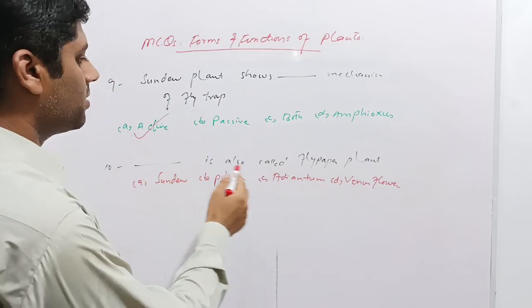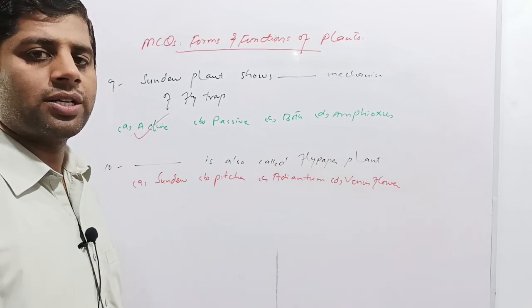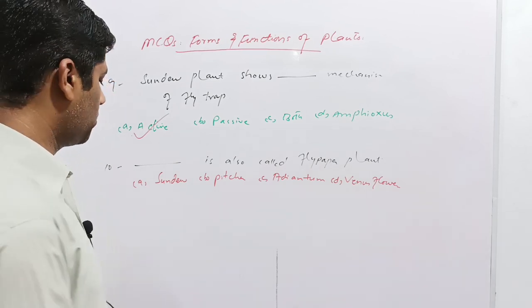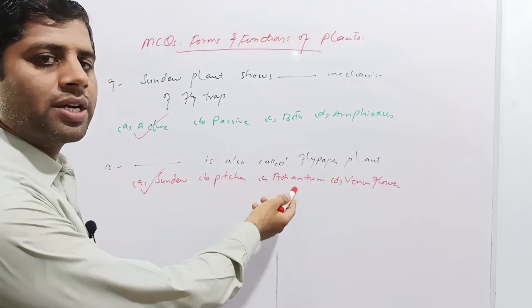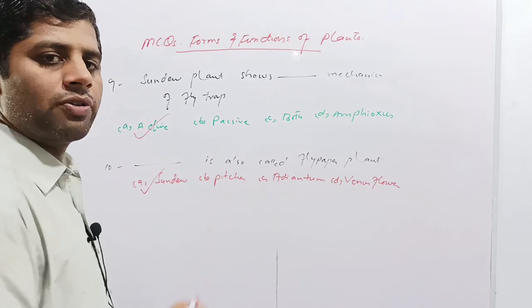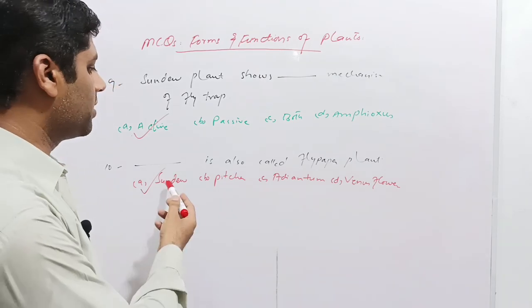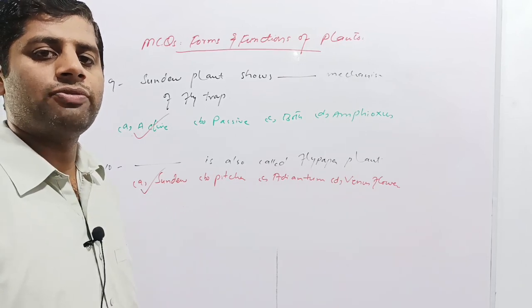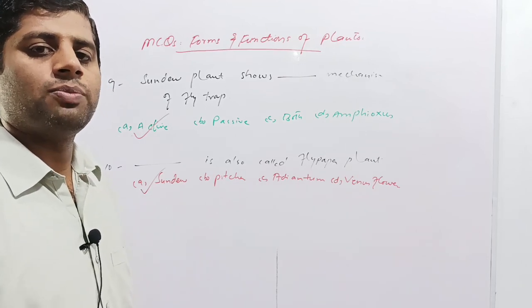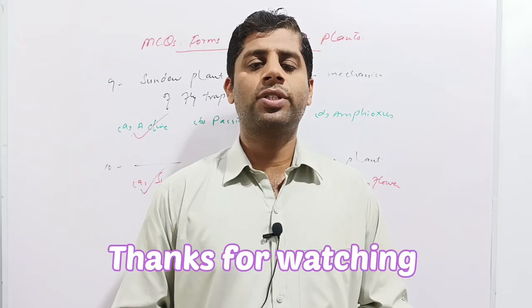Next question is, dash is also called flypaper plant. As I've stated earlier, the sundew plant is also called flypaper plant due to its shape. So option A is correct, while in the rest of the options, pitcher is a vase-like plant, adiantum is not a carnivorous plant, it belongs to the pteridophytes of the plants, and Venus flytrap is also a carnivorous plant, but it doesn't resemble the sundew or flypaper. So the answer here is the sundew plant, which can also be stated as the flypaper plant due to its similarity in shape with the flypaper. So these were some important MCQs regarding forms and functions of the plant.